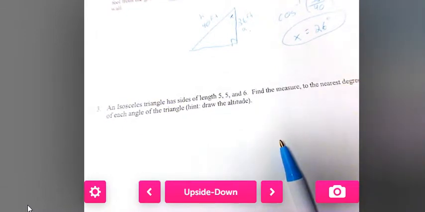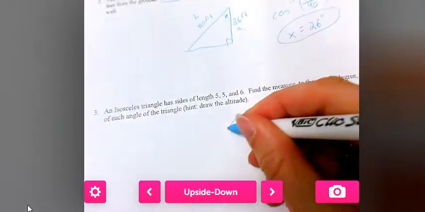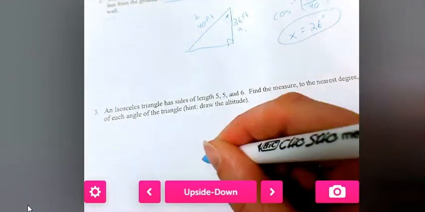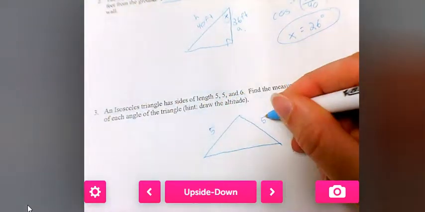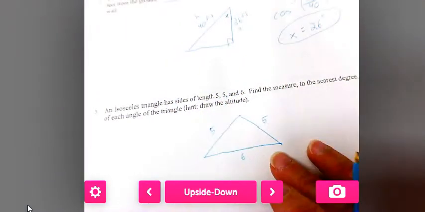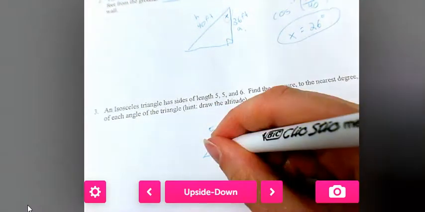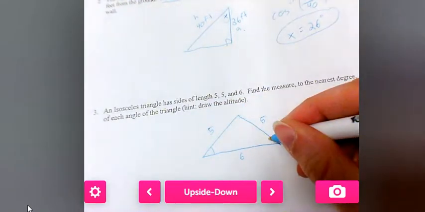Hint, draw an altitude. Okay, first of all, what does an isosceles triangle look like? Two sides are the same, right? So if we've got an isosceles, we know this side is 5, and this side is 6. What else you need to know about an isosceles is these two angles right here, they'll be the same.